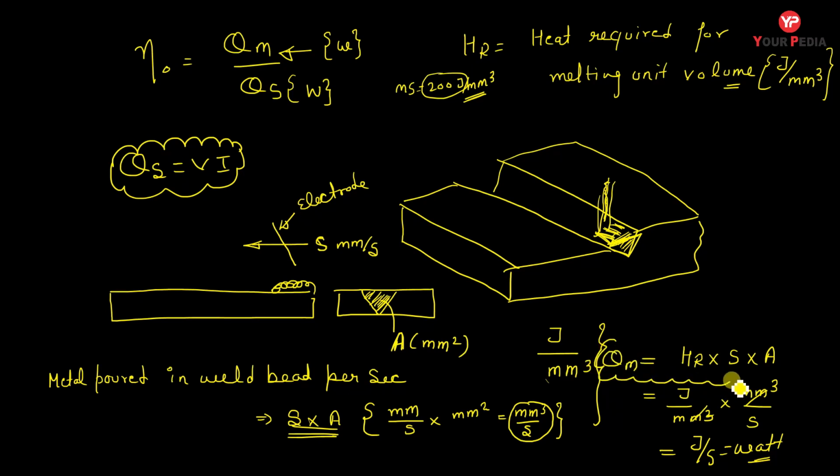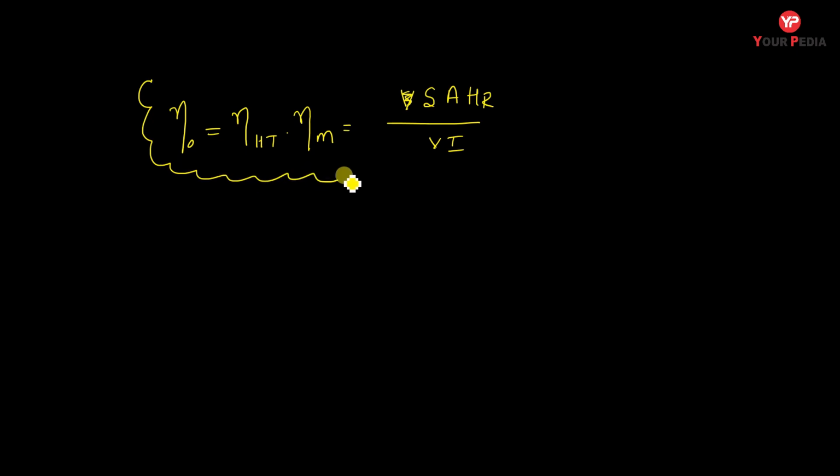So now I am able to calculate Qm, and I am also able to calculate Qs, that is V into I. So I am able to calculate the overall efficiency of this process. Let me write the final formula: overall welding efficiency equals heat transfer efficiency into melting efficiency, equal to the upper part, speed S into area into HR, divided by voltage into current. So this is the final relation for calculation of overall efficiency.